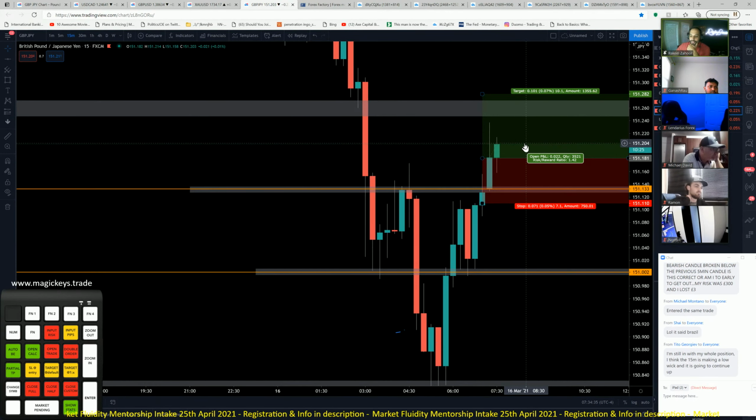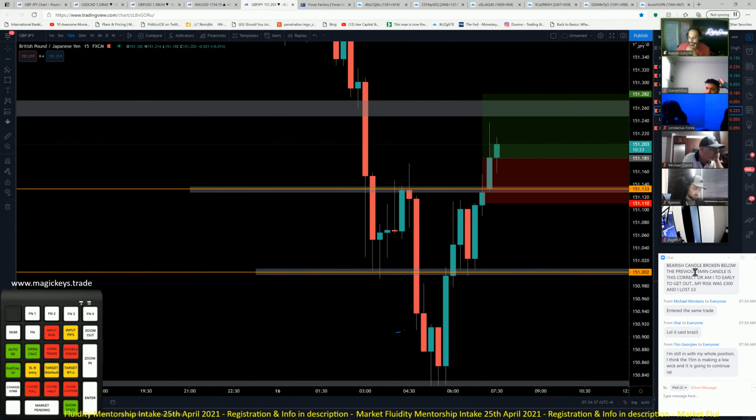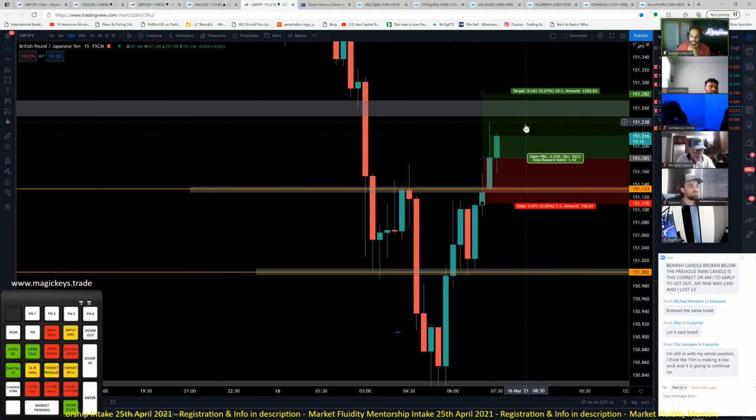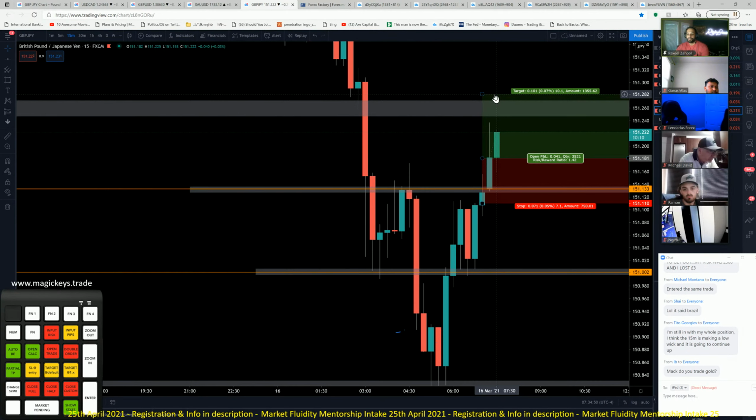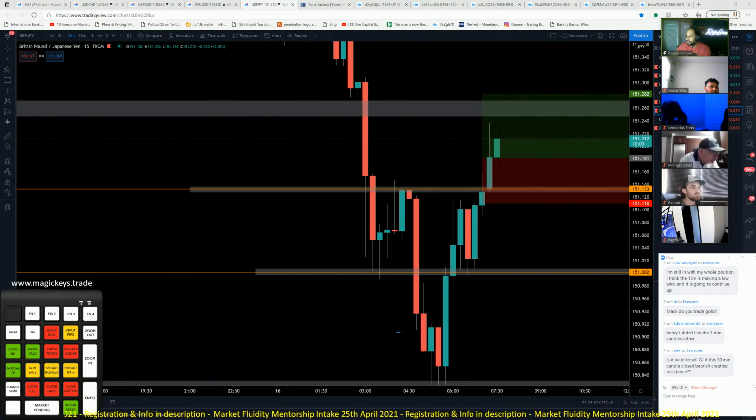Yeah, perfect. Still in this trade over here. I'm still in with my whole position. I think the 15-minute is making a low wick and is going to continue up. Yes, I think so too. Target is right up over here: 151.280, 151.300.